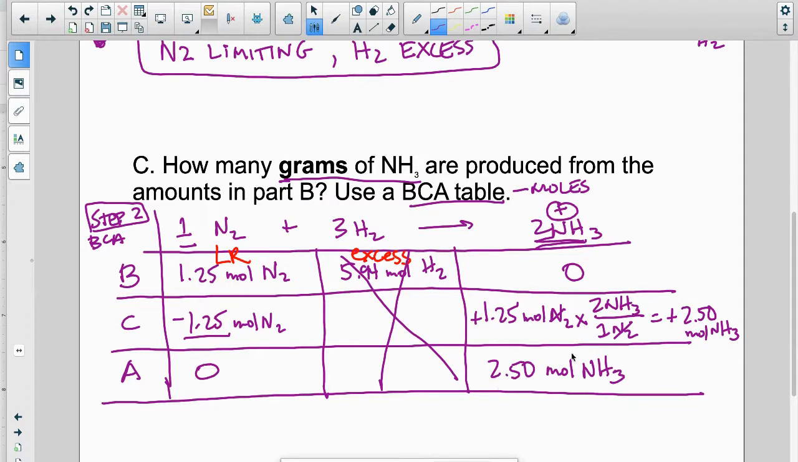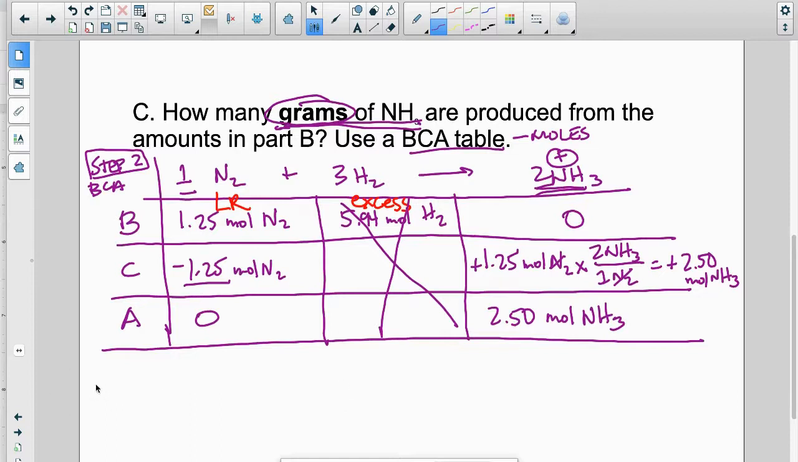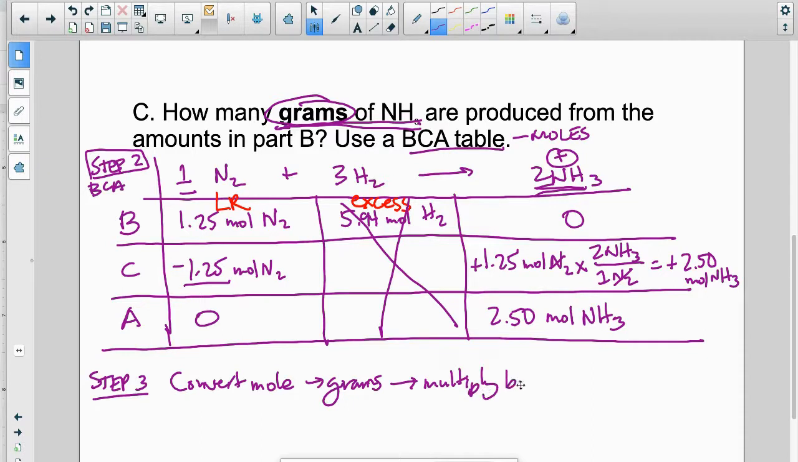All right, so we've got the moles of NH3. Great. Oh, but we've got one more step to do. We've got to find the grams of NH3. If we were asked for the moles of NH3, we'd be all done. But since we're not, there is a step 3. Step 3 is to convert the moles to grams. And we do this by multiplying by the molar mass. So we've got to multiply by the grams per mole. Sorry for my messy handwriting.